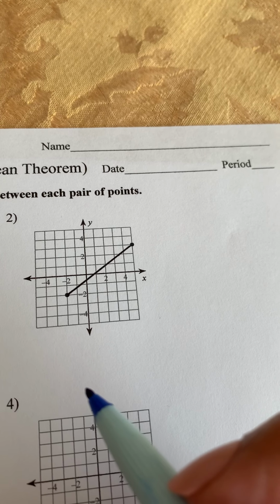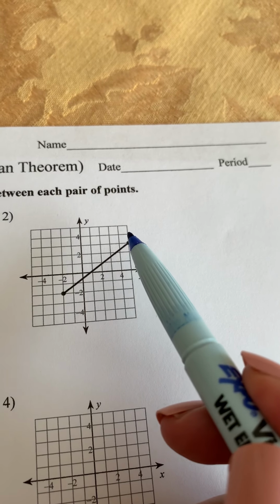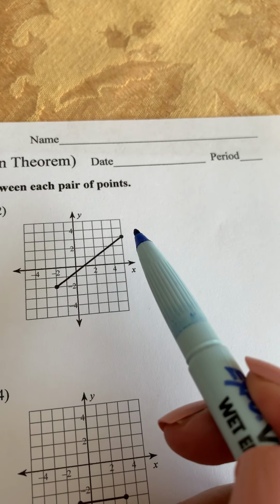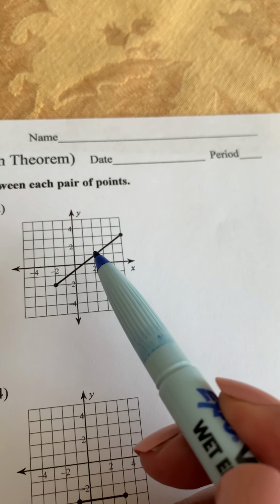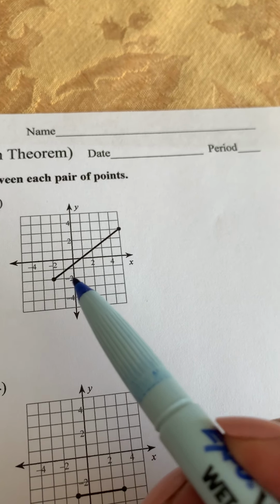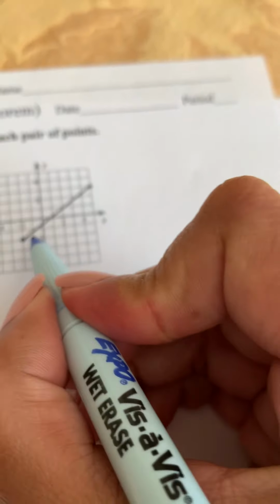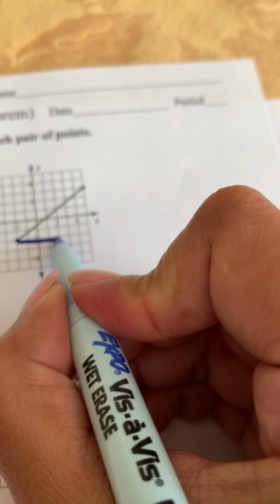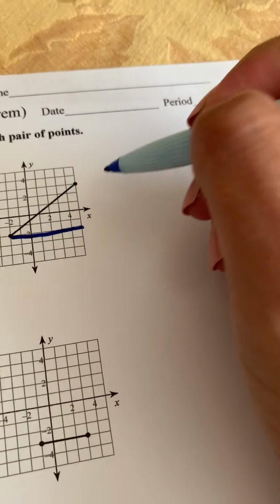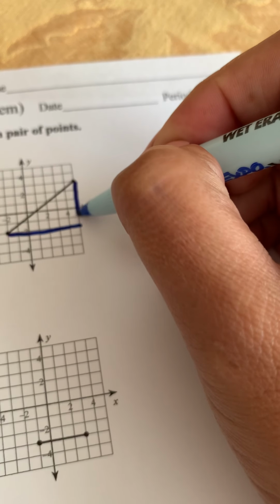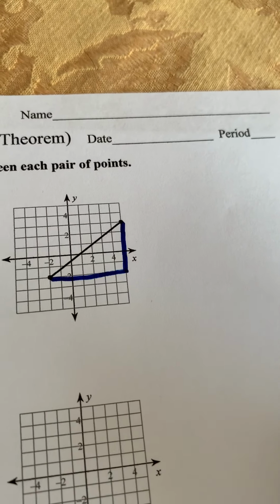Okay, on this assignment, you are going to be given 2 points on a graph with the line drawn through it, and you're going to be asked, what's the distance of this line? So with this line, you first must make a triangle of it. So I'm going to draw a line going all the way across, and then a line all the way up so that I get a triangle formed.